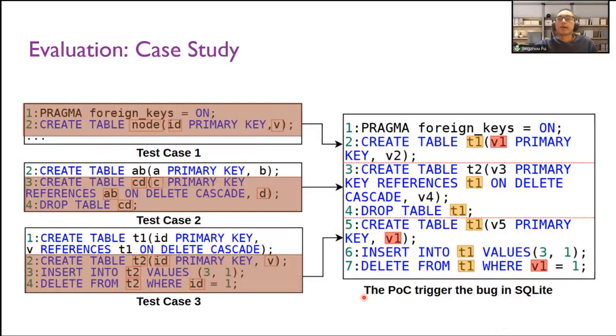Here is a case study, the POC of a bug in SQLite. The test case triggering the bug is mutated from 3 test cases for primary key testing in the SQLite test suite. The test case is generated by the metadata-guided mutation of Griffin. It doesn't need to parse the test case or construct its AST. It's grammar-free.